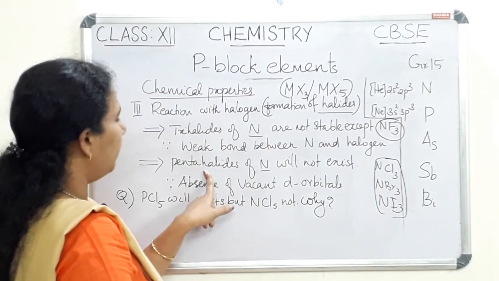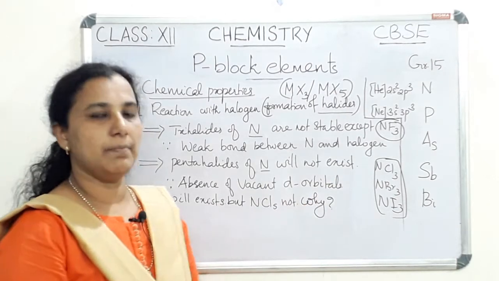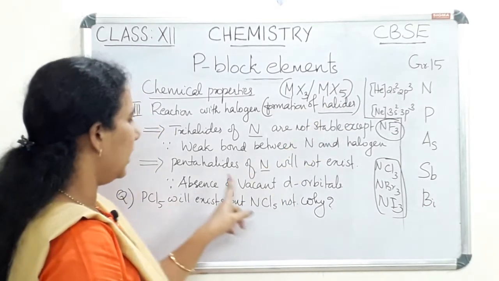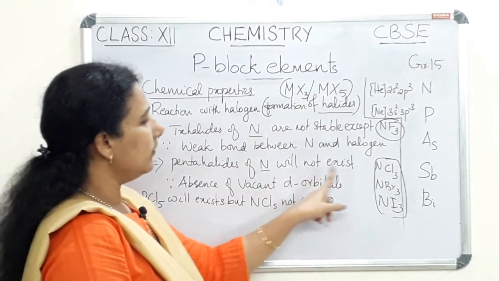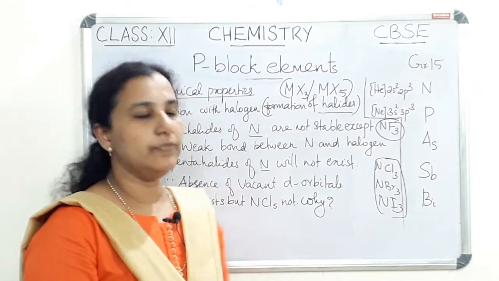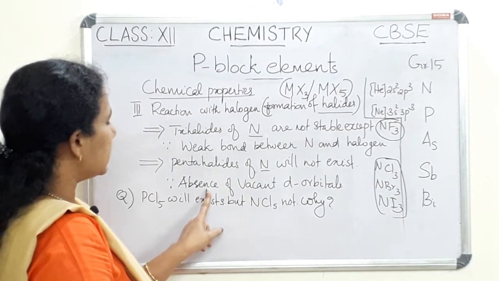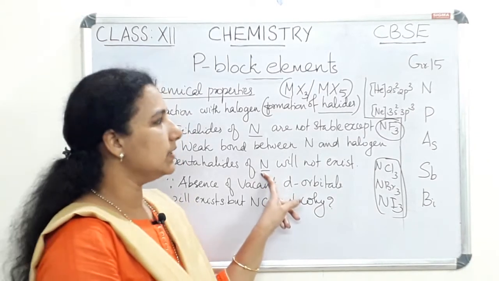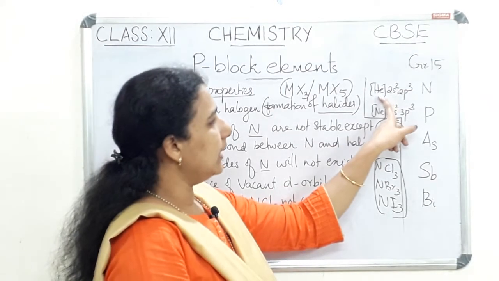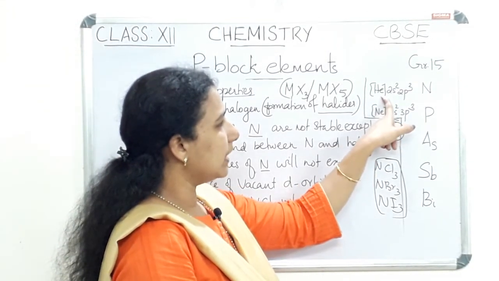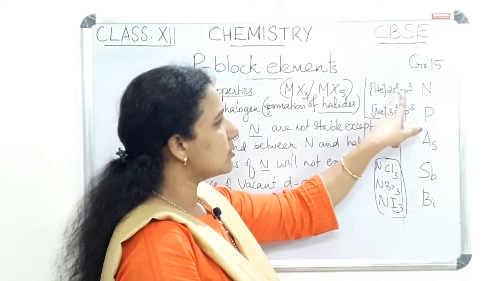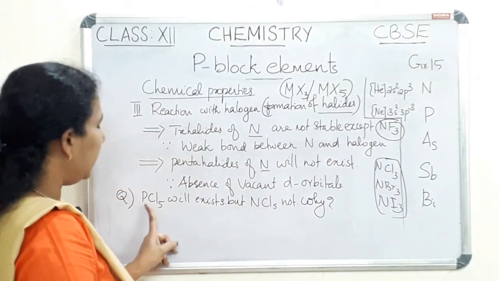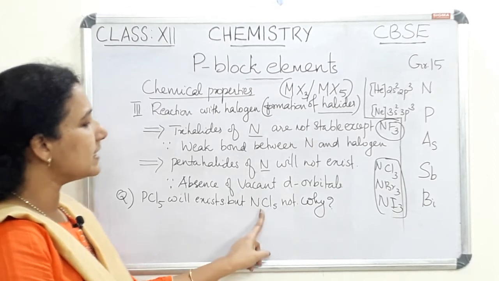The next point is that pentahalides of nitrogen will not exist, that means the MX5 type. Nitrogen does not form pentahalides. The reason is the absence of vacant d orbitals in the case of nitrogen. We know that in nitrogen, the outer shell has a 2s2, 2p3 configuration. There is no vacant d orbital. But PCl5 will exist, while NCl5 will not.